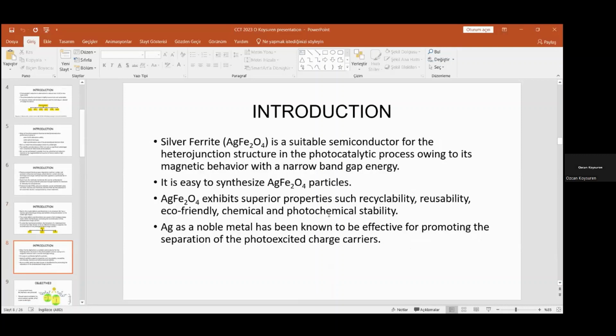With the help of the magnetic property of silver ferrite, we can separate the composite after the chromium-6 photoreduction process. Silver ferrite is also easily synthesized. It exhibits better properties like recyclability, reusability, eco-friendliness, and chemical and photochemical stability also. Also, it includes silver, and silver is important for promoting the separation of photo-induced charge carriers.